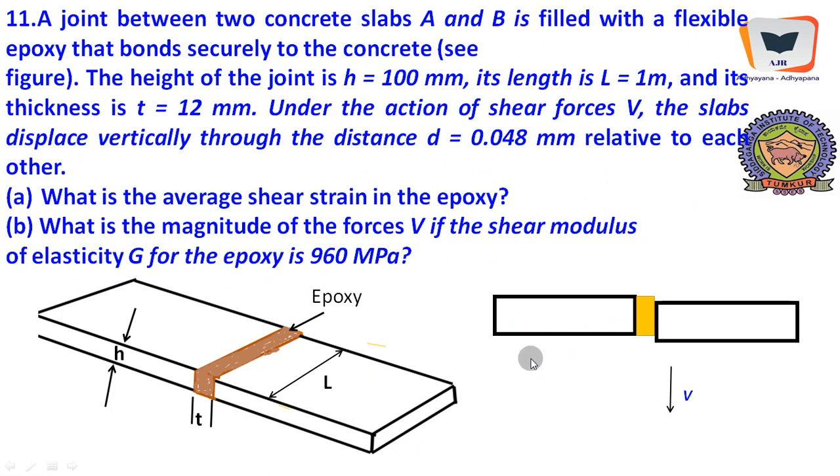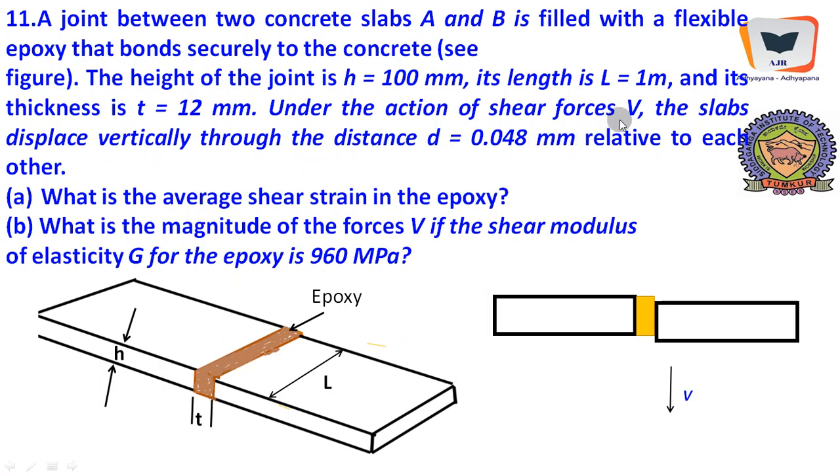A joint between two concrete slabs A and B, this is the 11th problem, filled with a flexible epoxy like this, that bonds securely to the concrete. The height of the joint, that is the thickness of the slab, should be equal to the thickness of the slab because it should cater to the entire thickness of the slab. It is 100 millimeter. Its length is 1 meter here like this, and its thickness is 12 millimeter. This is the thickness of epoxy joint.